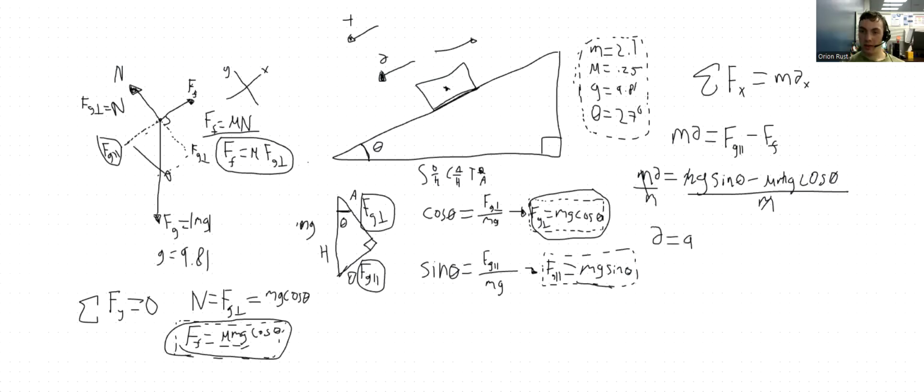We write it g sine theta minus mu g cosine theta. So the value of m doesn't really matter. Because think about it physically. If you have a greater mass, there's going to be a greater force of gravity pushing down. The greater the force of gravity pushing down, the greater the friction.